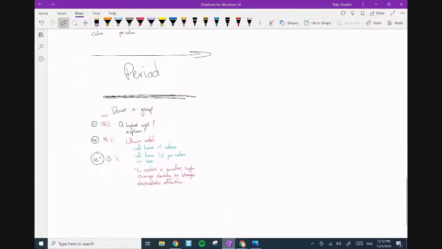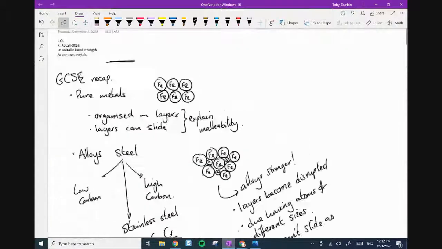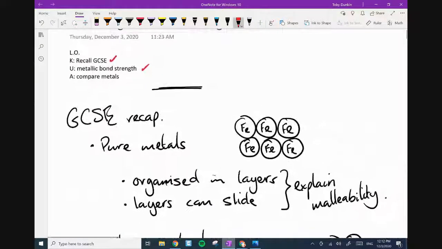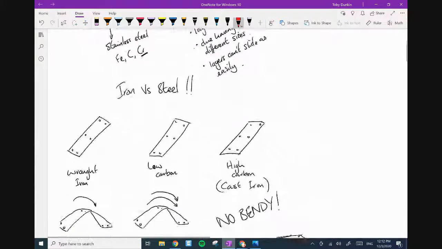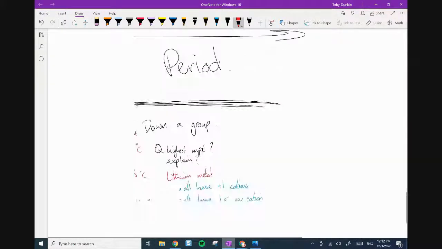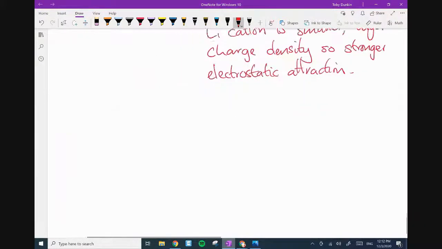We're done. Right, so we can now recall GCSE and its properties, talk about and understand the bond strength in terms of charge on the cation, number of electrons in the delocalized sea, and the size of the ion. Now we've been comparing metals. I'm going to add something else. We talked about alloys. Let's mention some alloys. So, A-level alloys.